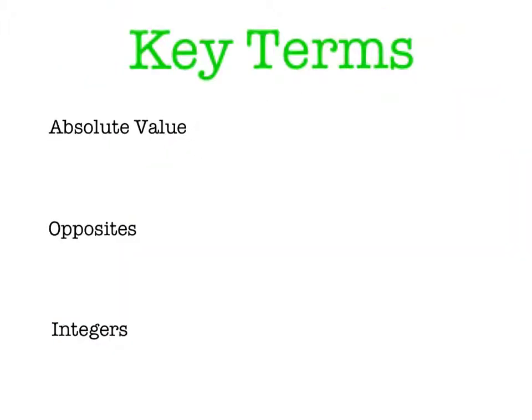Here are some key terms on adding and subtracting integers. The absolute value is the distance between a number and zero on either side of the number line. Also, absolute value is always positive. Opposites are numbers that are the same distance from zero on both sides of a number line. Lastly, integers are simply positive or negative numbers.